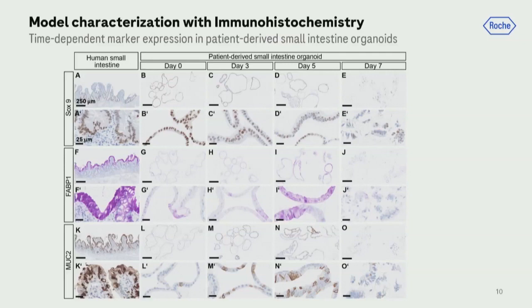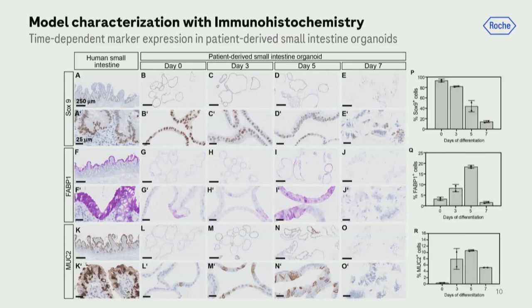And the human small intestine really helped to determine if the staining is specific. And then we also quantified the different markers here in the organoids. So we really see a decrease of the stem cell-like properties, but also an increase of the intestine characteristic markers. And this really helped to determine the best day for experiments, which is day 5, because on day 7 you see there's a morphological disassembly of the organoids. So it was really helpful for the model characterization.